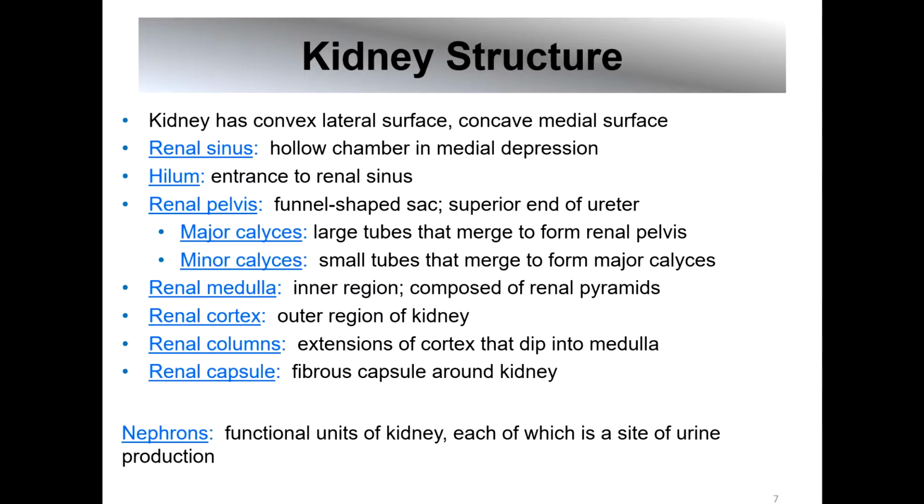All right, the renal medulla is the inner region of the kidney, and it's made up of renal pyramids. They're called renal pyramids because of their pyramidal or triangular shape. And then the renal cortex is the outer region of the kidney. And you may remember in the adrenal glands, we had an adrenal cortex and an adrenal medulla. So an outer layer, remember, was the cortex, and the inner layer was the medulla. Same thing in the kidney here. Outer layer is the cortex, inner layer is the medulla.